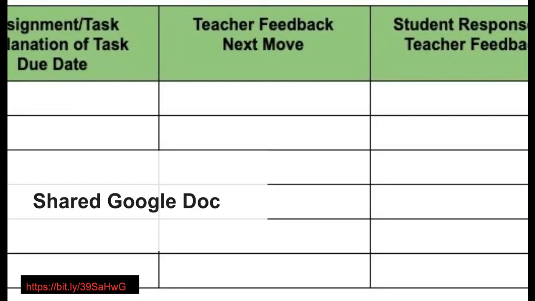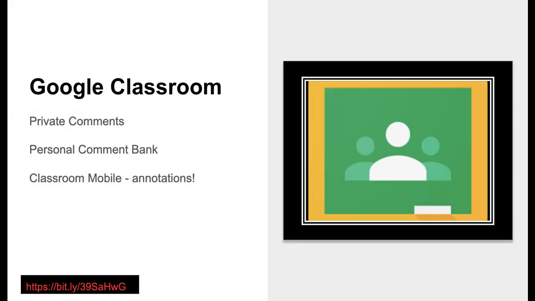Oh, the one thing I would do here is use the comment feature. So if I put feedback in that middle column, I'll highlight my words, go to the comment feature, and tag the student by doing @ and the student's login so that it will send them an alert to check that document. Google Classroom using private comment.